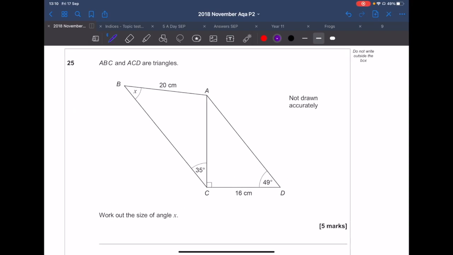So ABC and ACD are triangles, work out the size of angle x. Looking at this question here, first of all, I've got a right angle. So I need to be able to do something with this right angle. I can either do Pythagoras or SOHCAHTOA. But because I've got an angle, I need to be doing SOHCAHTOA. So this is your hypotenuse, this is your opposite of your angle, and this is your adjacent.